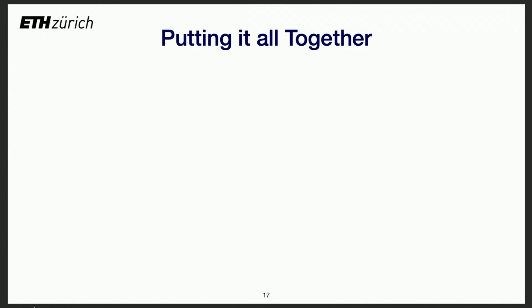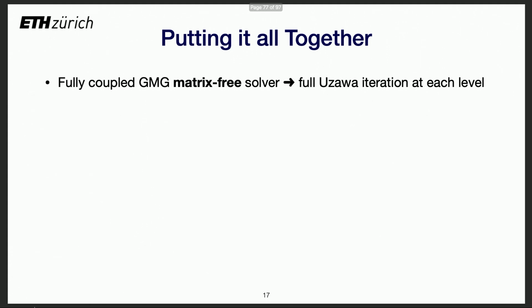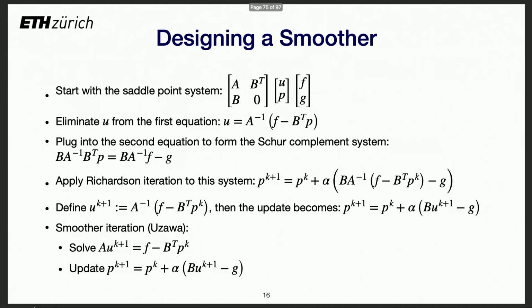Now, if we try and put it all together, what we get is a fully coupled geometric multigrid solver that is implemented in a completely matrix-free way. So none of these matrices are actually ever assembled. And the neat thing about this is that it uses a full Uzawa iteration at each level. Normally, what you see is that you only apply a multigrid method to solve the first system, or the first step of the smoother iteration for velocity. But instead, what I've been doing is solving for both pressure and velocity using a multigrid scheme.